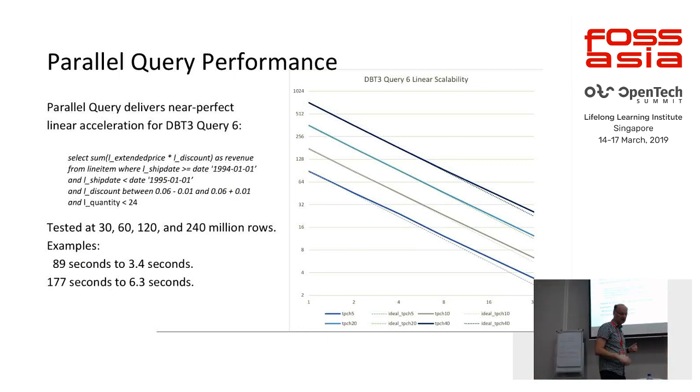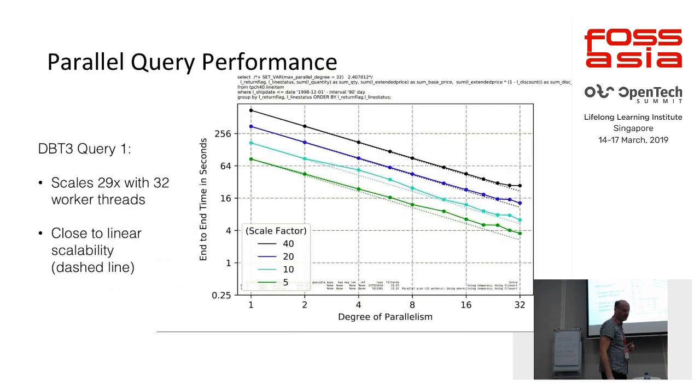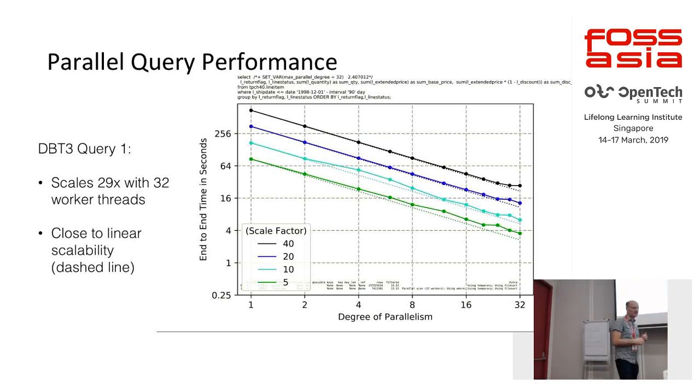And similar for DBT3 query 1, which is also a single table query, you see that it scales pretty well, 29 times. The execution time is divided by 29 if you use 32 worker threads. So it's close to linear scalability in this case.